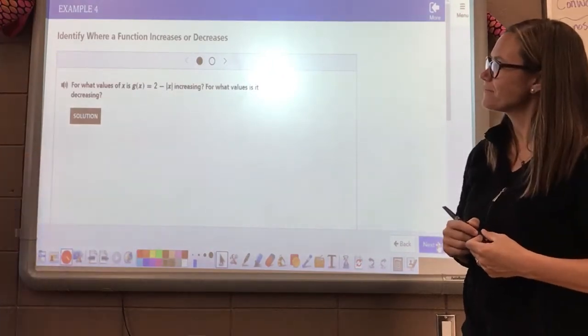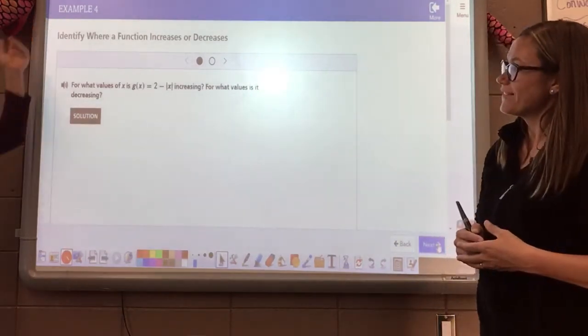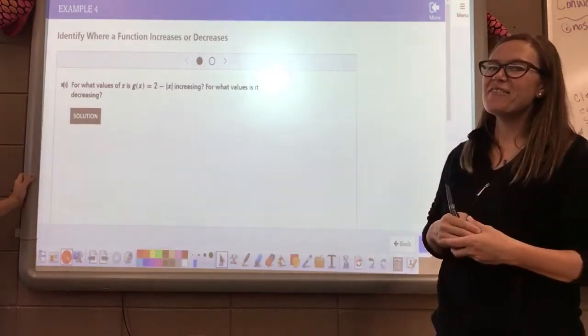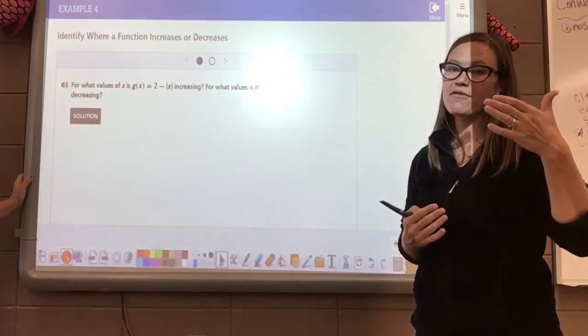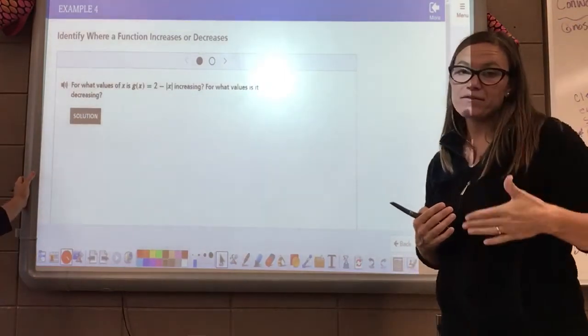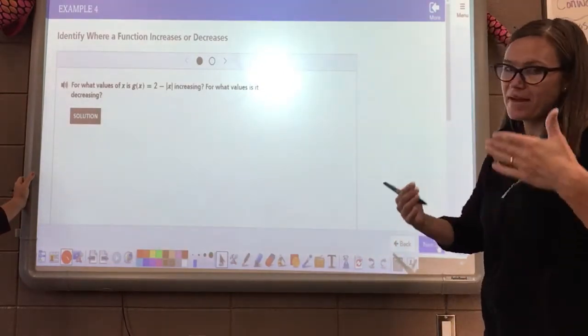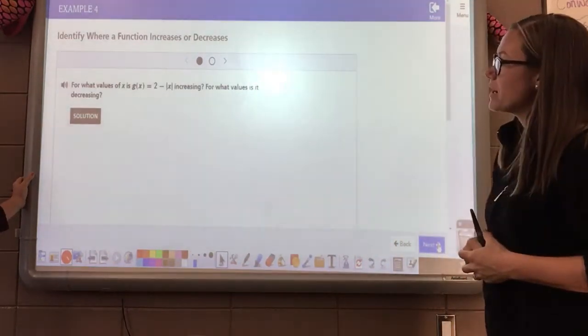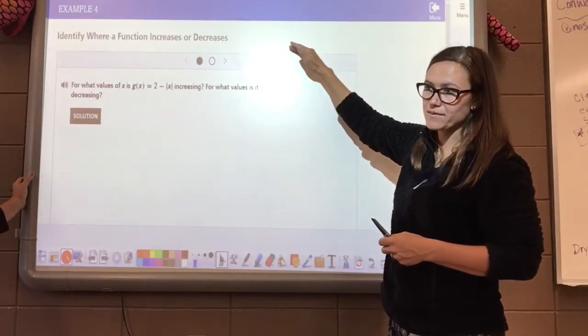Now we're on to example 4. As we're looking at it, if I was working through this, I might have my Canvas open on one page, I might be watching this video on another, and have a split screen going. But in this one, we're identifying where the function is increasing or decreasing.